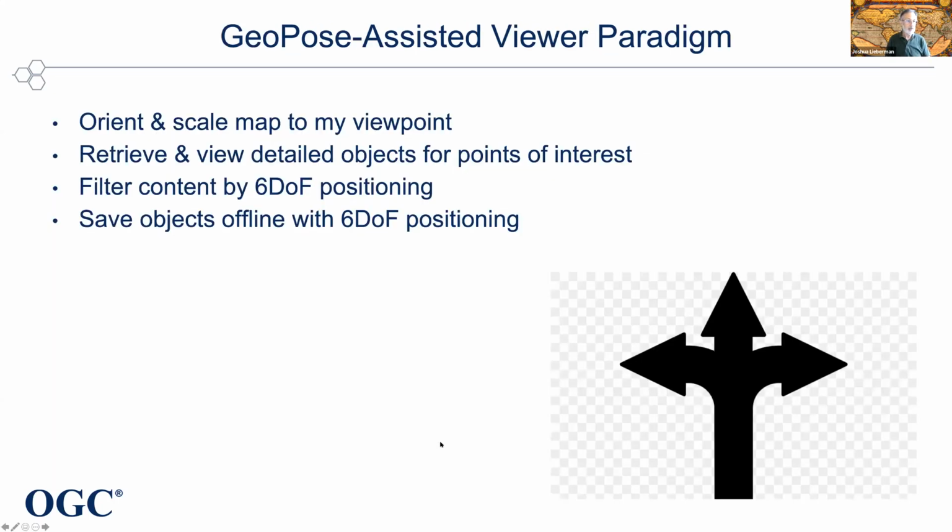Okay, so orient and scale a map to my viewpoint, retrieve and view detailed objects for points of interest, filter content by the positioning and orientation. And then as well, having this standard bit of data about where that object should be facilitates the offline storage of those objects. And in fact, enables them to be updated with small amounts of positioning information to minimize the bandwidth, for example, of updating that content.